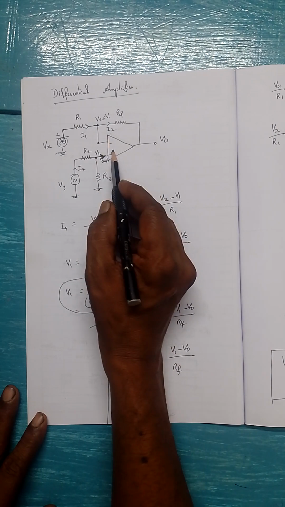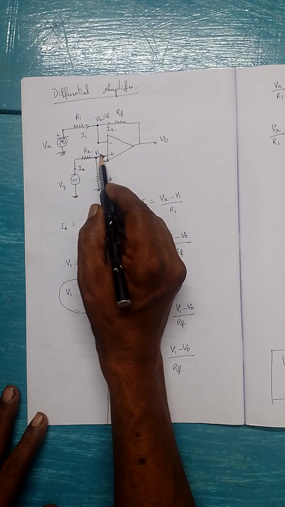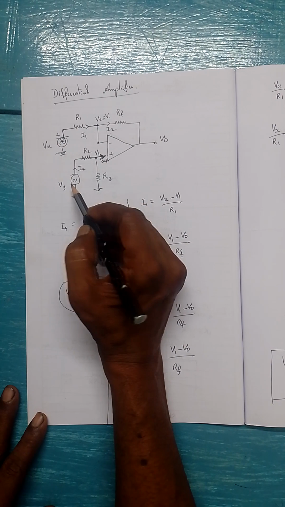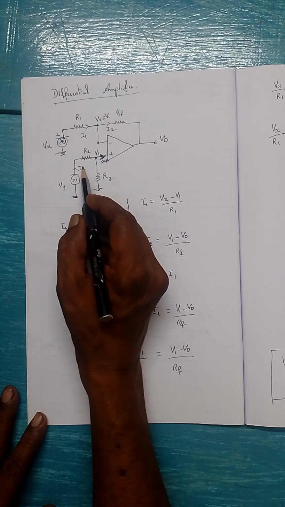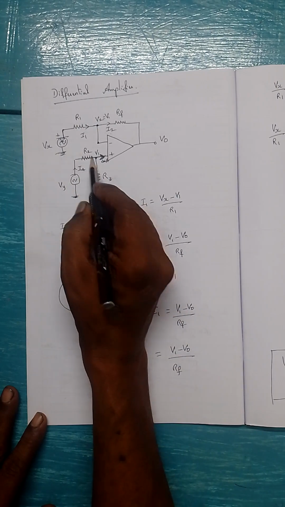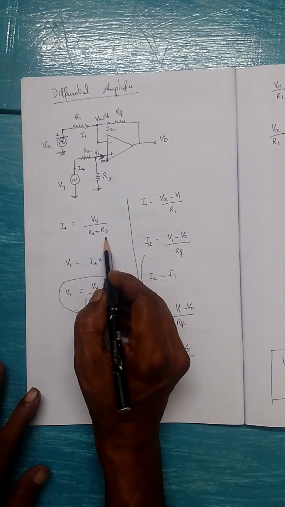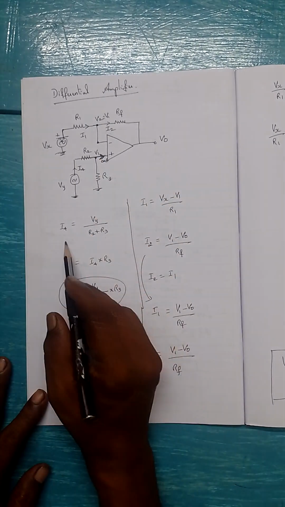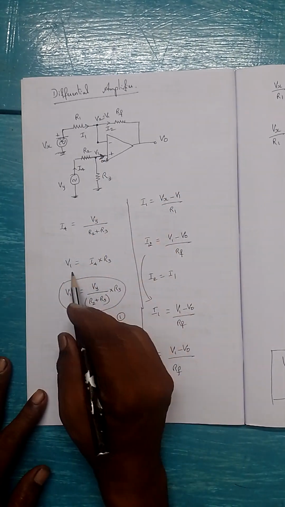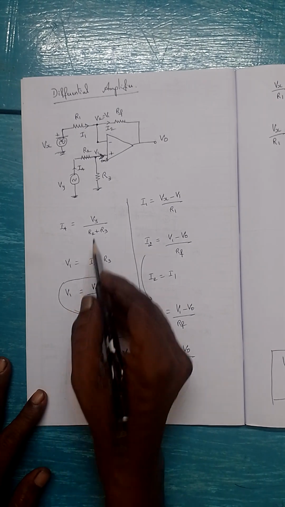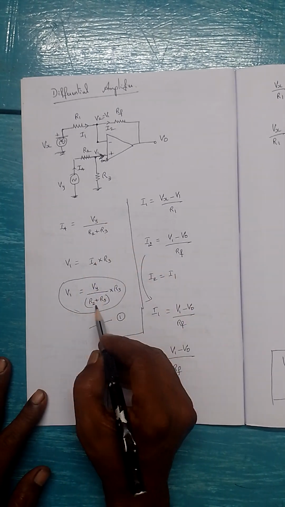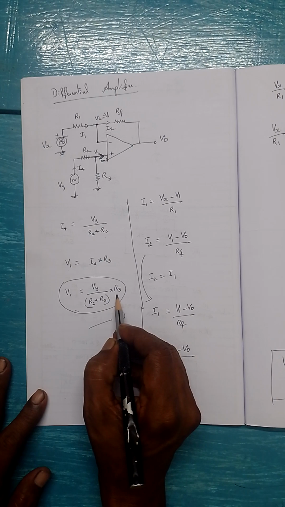Since the input impedance of the operational amplifier is infinity, no current will flow here. Therefore, I4, this current is I4, I4 is equal to Vy divided by, these two are in series, so R2 plus R3. Now what is V1? This is I4 multiplied by R3. So V1 is I4 into R3. So V1 is I4, Vy by R2 plus R3, into R3.